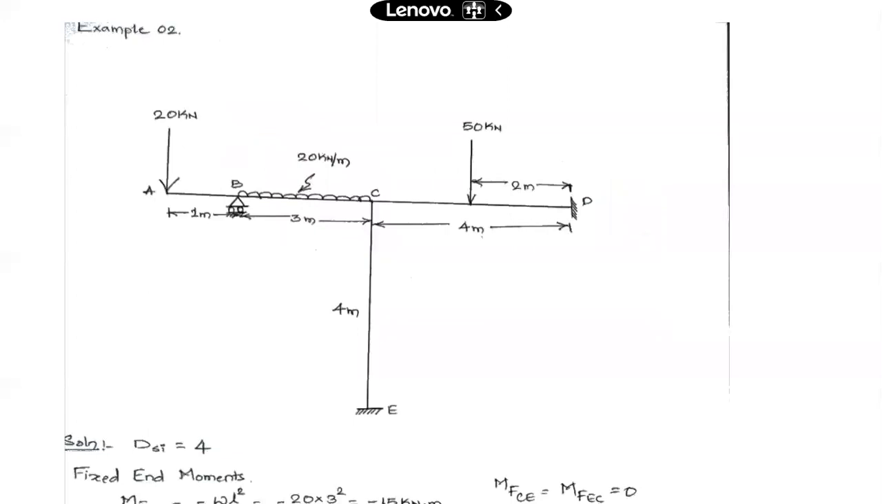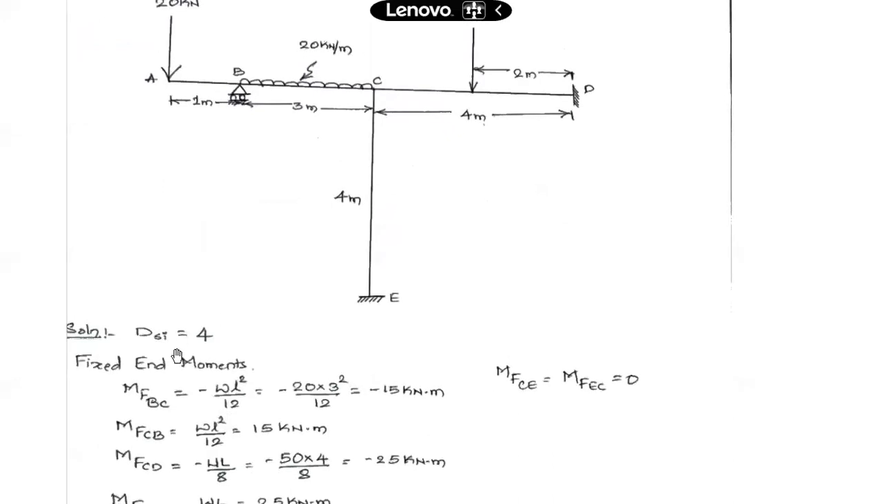If you calculate the degree of static indeterminacy, it comes out to be 4. I have two fixed supports here, 3 reactions at this support, 3 reactions at this support, and 1 roller support at B, which will offer 1 reaction. So 3 plus 3 is 6, plus 1 is 7, minus 3 conditions of equilibrium. That gives us the degree of static indeterminacy, 7 minus 3, 4.